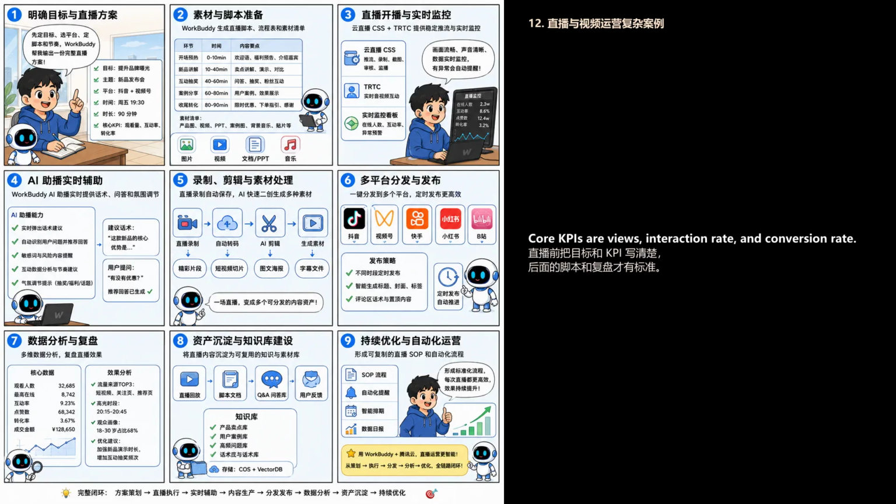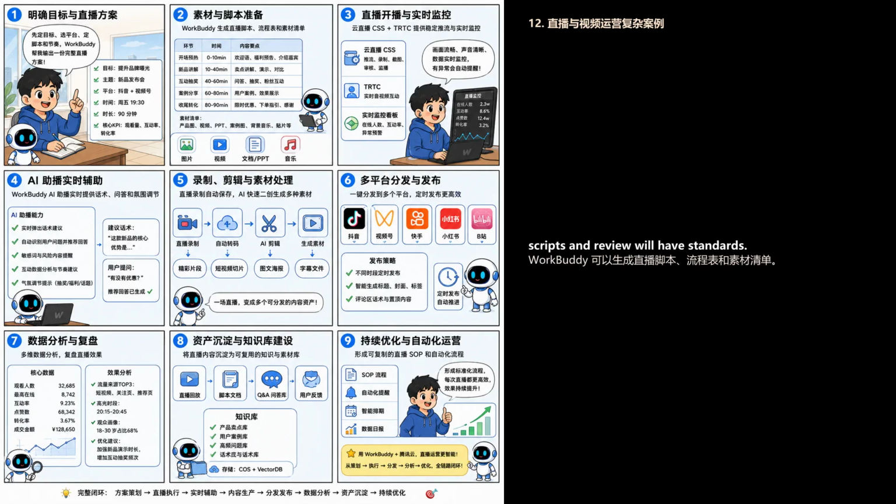If goals and KPIs are clear before the stream, scripts and review will have standards. The second step is preparing materials and scripts. WorkBuddy can generate live scripts, process tables, and material lists.